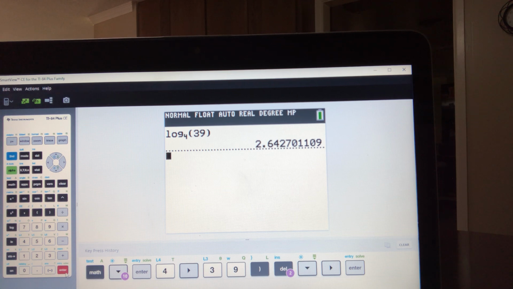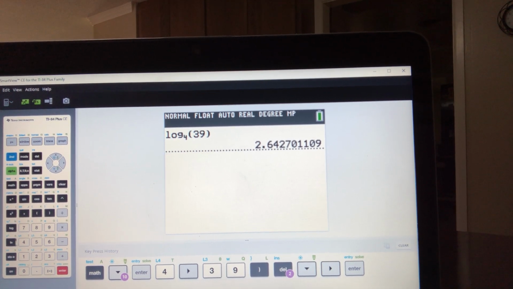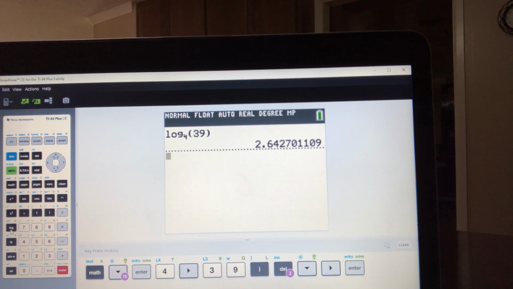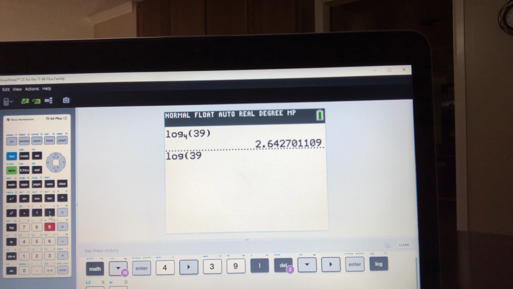Now, if your calculator is different than mine and you don't have that log base option under math, you can use what is called the change of base formula, and it's pretty easy. It's just that you have to enter it differently. The formula is on your paper, but here's how it would go. You're going to use the common log button, which is right beside number 7. That means log with a base of 10. You're going to put in 39, close the parentheses, and then divide by common log again of 4. Not base 4, log base 10 of 4.